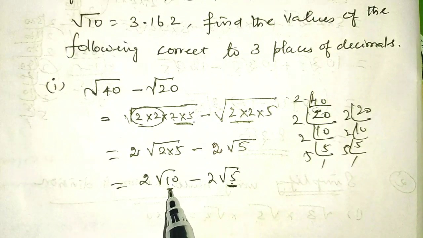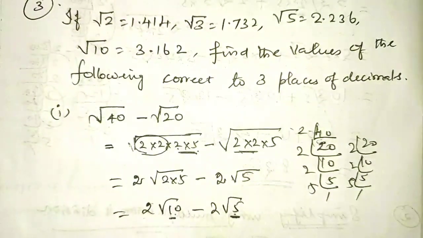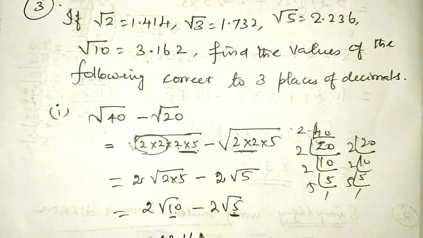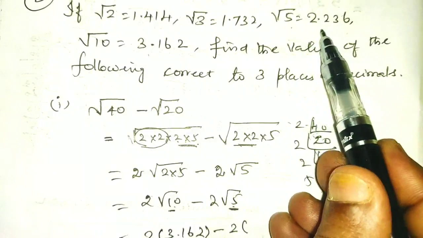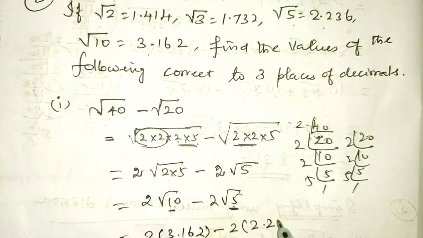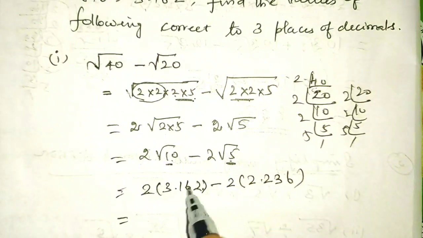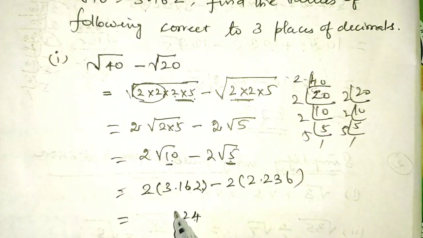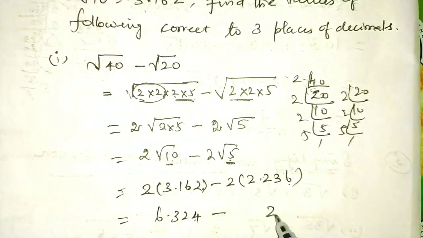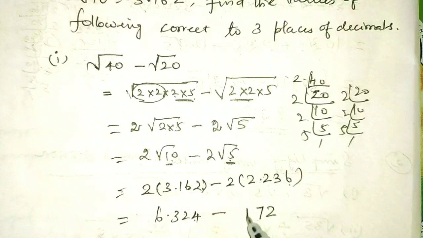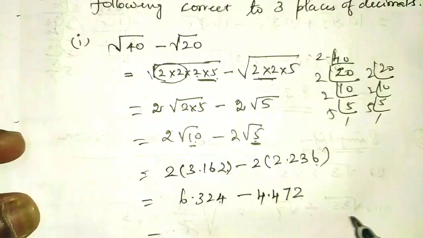Now substitute the values of root 10. What is the value of root 10? 3.162. So 2 into 3.162 minus 2 into the value of root 5, which is 2.236. If you multiply these two, you will get 4. 2 2s are 4. 6 2s are 12. Remainder 1. 2 plus 1, 3. 3 2s are 6, minus 2, 6 are 12. Remainder 1. 6 plus 1, 7. 4.472.